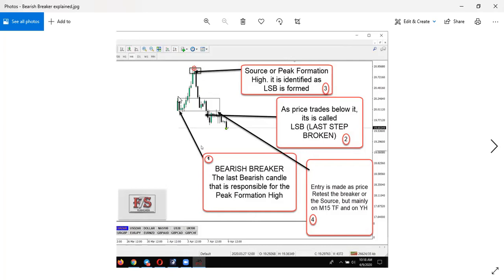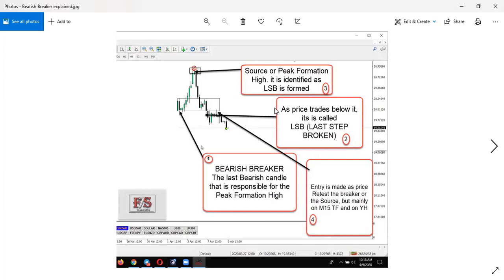So this is the breaker. Like I said, the bearish breaker is the last bearish candle that's responsible for the peak formation high. As price trades below it, it is called LSB, last step broken. Just follow the sequence: 1, 2, 3. As we identify the LSB, that peak formation candle is called the source. Yeah, so I'll take you to the chart.